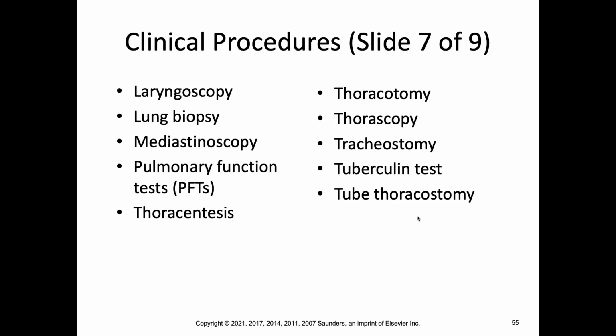Tracheostomy, that's where they have to cut a hole in the trachea so that someone can breathe. Maybe there's some kind of obstruction there, blockage, what have you, but in order for them to breathe, they'll cut a hole into the trachea. Tuberculin test, tube thoracostomy.